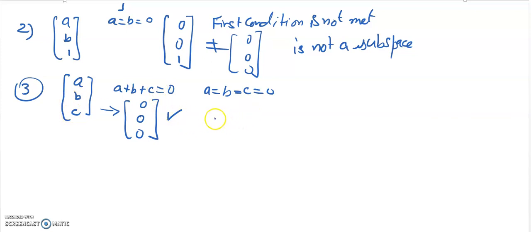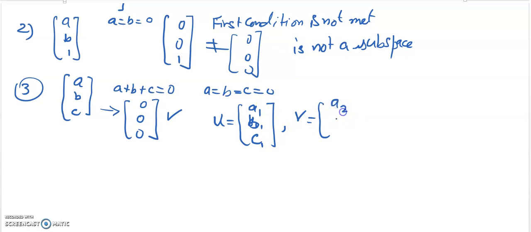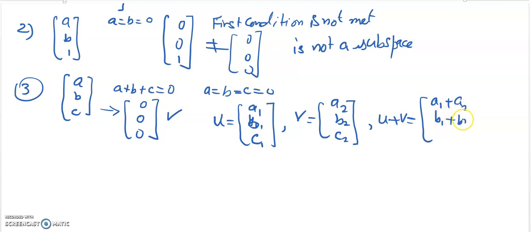So for the second condition, we take u as vector a1 b1 c1, okay, and v as vector a2 b2 c2, okay, and then u plus v will be a1 plus a2, b1 plus b2, c1 plus c2. So now what are these things? These are of the same form as this a, b and c. But of course we need to check this condition.